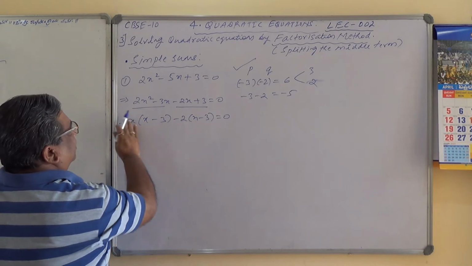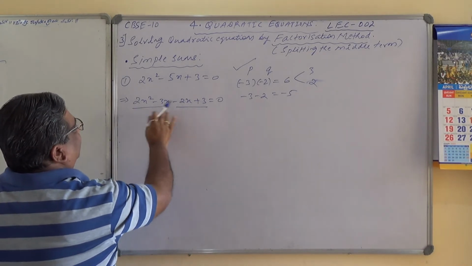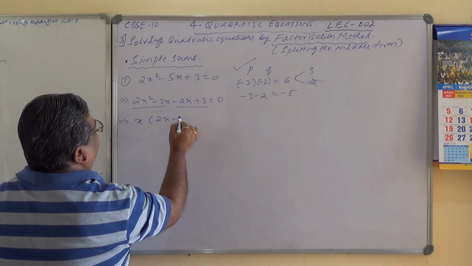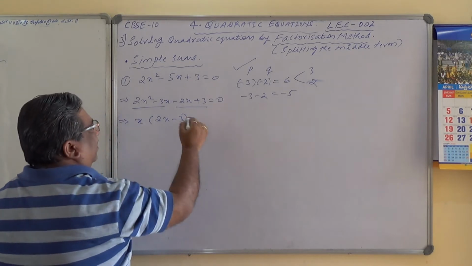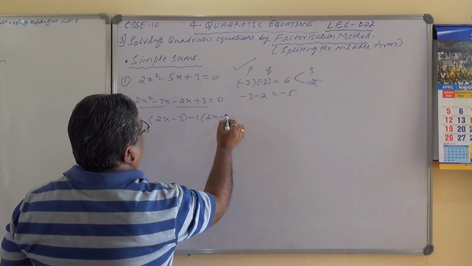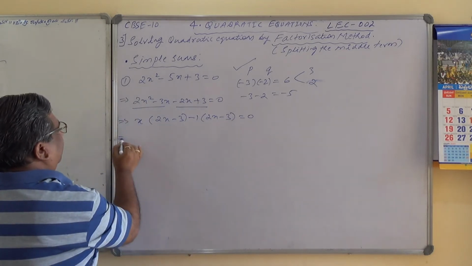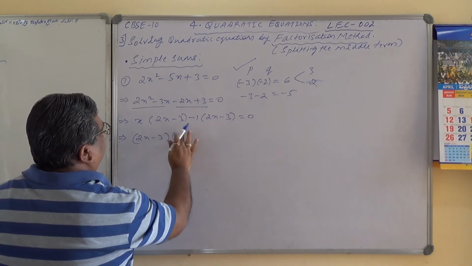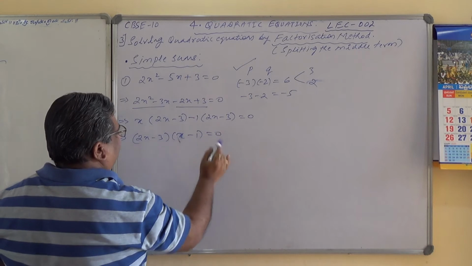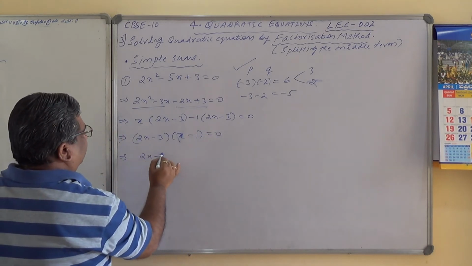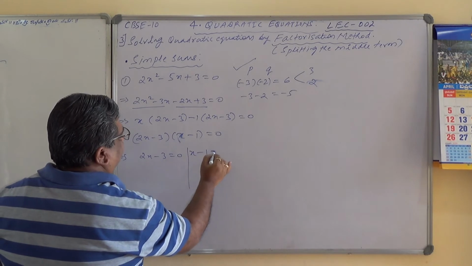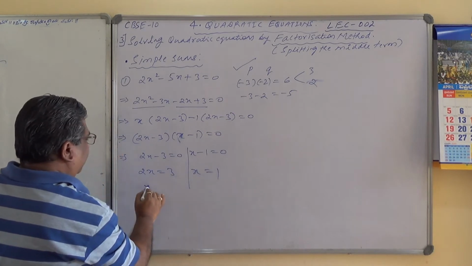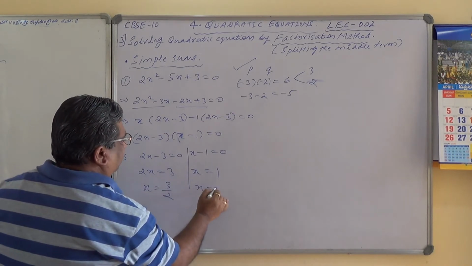x is common. Just a moment. What is common in this one? x. What is remaining inside? 2x minus 3. Here you take minus 1 common, which is 2x minus 3, which equals 0. Out of these two terms 2x minus 3 is the common. Therefore here you get x minus 1 equals 0. Implies 2x minus 3 equals 0, x minus 1 equals 0, and here 2x equals 3, x equals 3 by 2, and x equals 1.